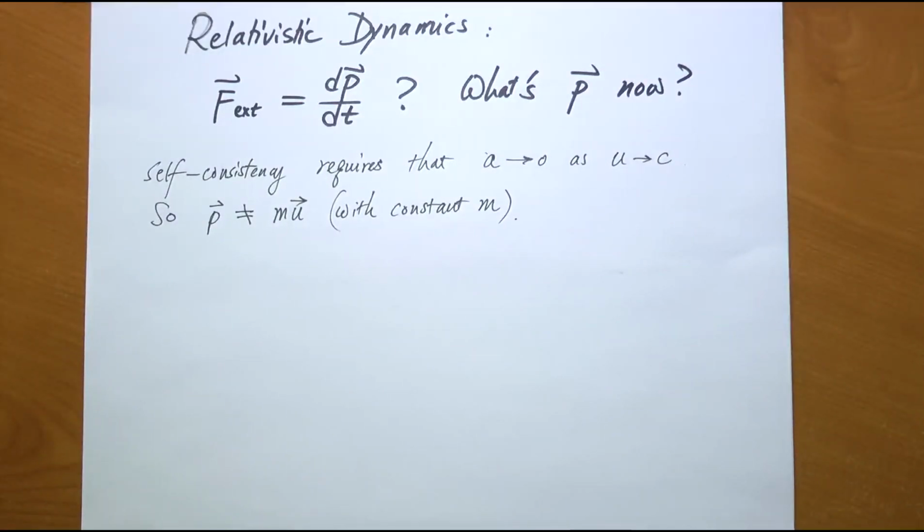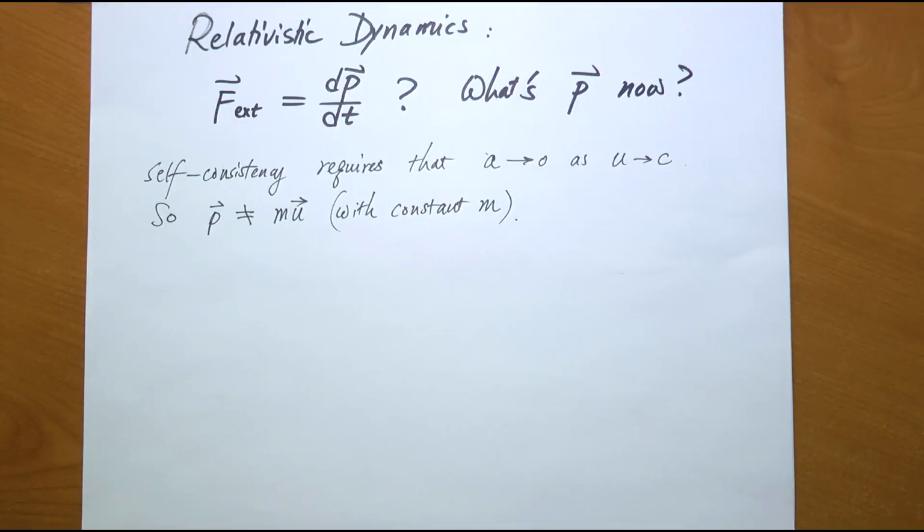Now let's focus our attention on relativistic dynamics. Is Newton's second law still valid in relativity? And if so, do we need any modifications? What about the concepts of energy, momentum, and so on? Let's take a closer look.